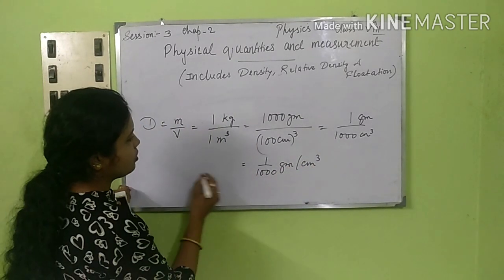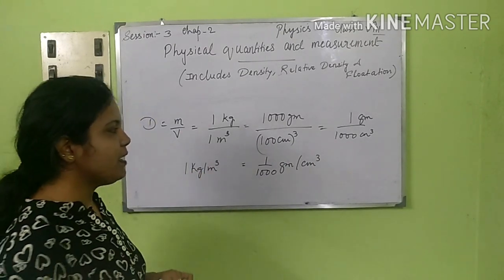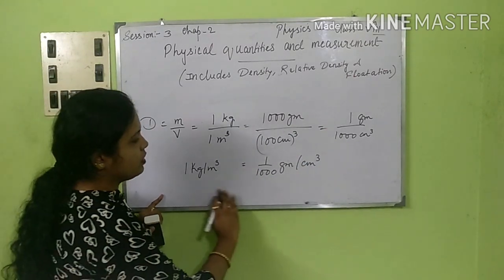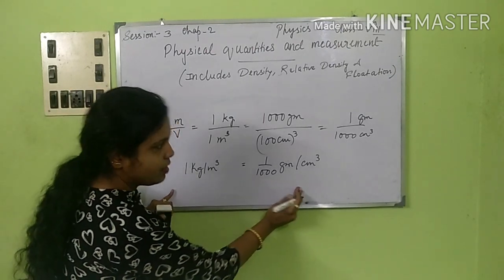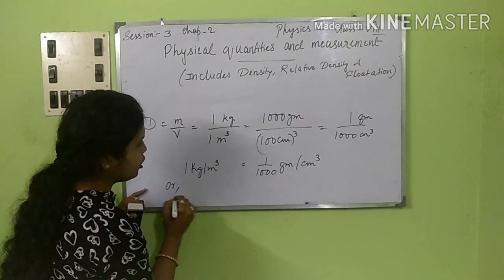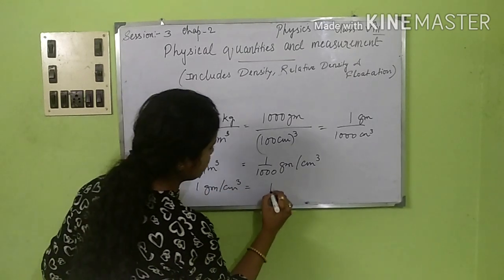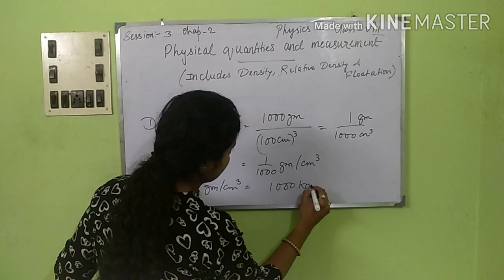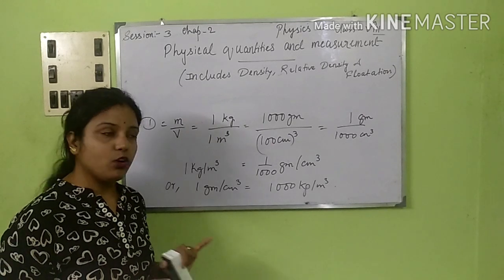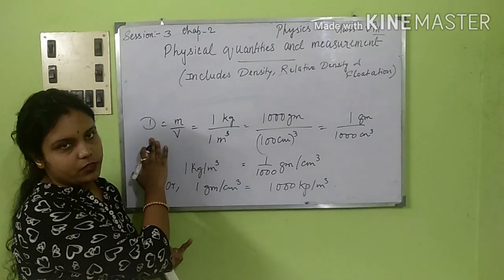So that means 1 kg per meter cube is equal to 1 by 1000 gram per centimeter cube. So this is your link up, or you can say relation between the SI unit and the CGS unit. In other words, you can also write 1 gram per centimeter cube is equal to 1000 kg per meter cube. I hope I'm very clear with this part of unit of the density, right?